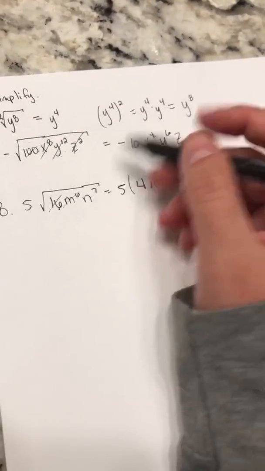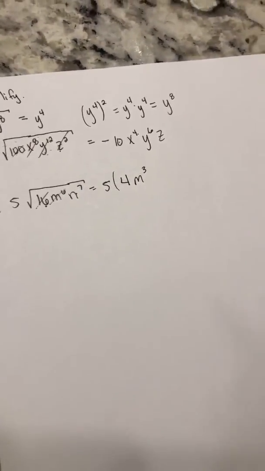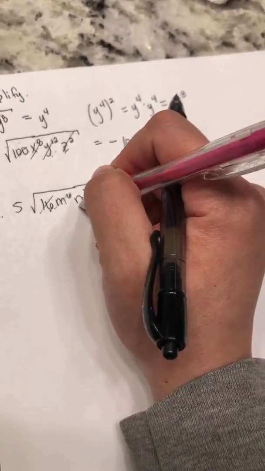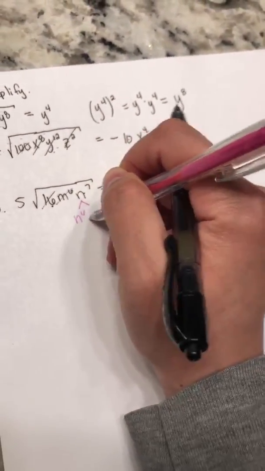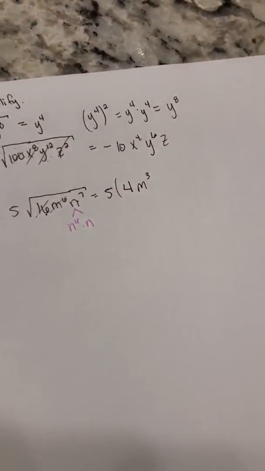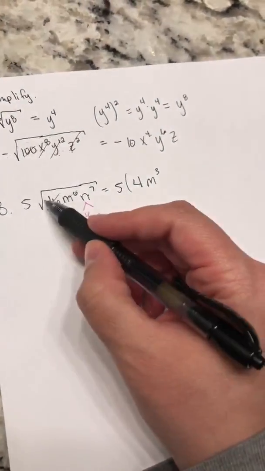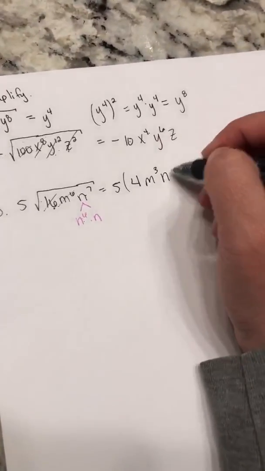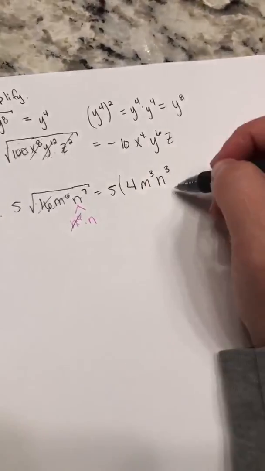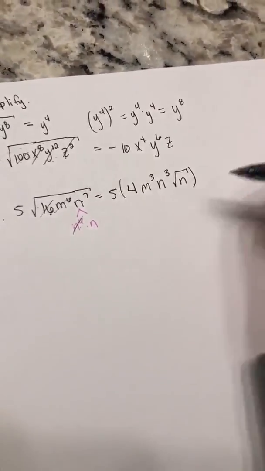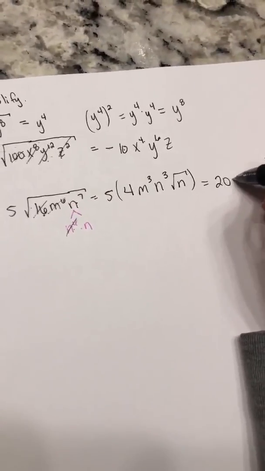And then you have n to the 7th. If you have an odd exponent, 2 does not go into 7 an even number of times. So what I usually do is write down n to the 6th times n. That's the same thing as n to the 7th. And then I can take this one out. 2 goes into 6 3 times, so I've got n cubed. So this is gone, but I still have this n left. So the square root of n stays there. So this is 5 times 4 is 20, and then I'm done.